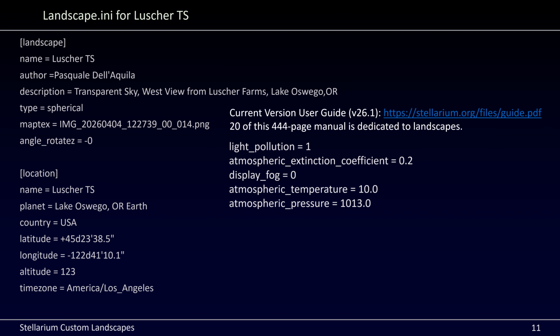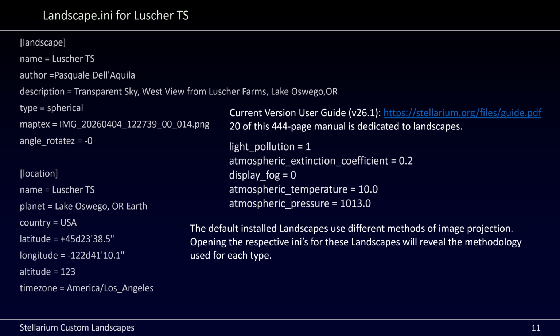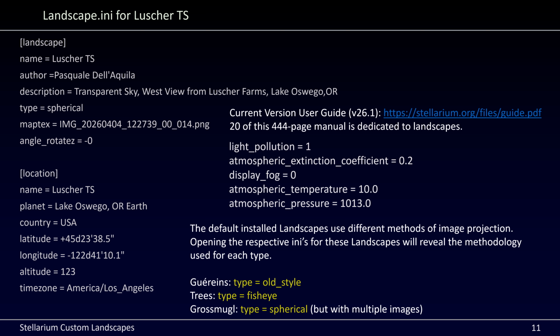So the default installed landscapes use different methods of image projection. Opening the respective INI for these landscapes will reveal the methodology that each one of them uses. For instance, the Gorans uses old style. The trees landscape uses a fisheye image. The Gauss-Mug uses spherical, but it has multiple images. So these are all different than the one I'm using.